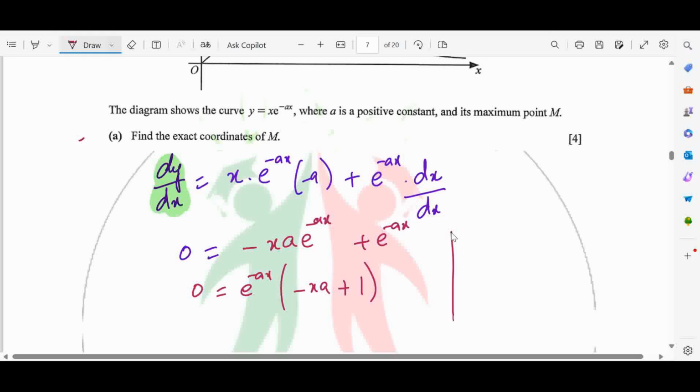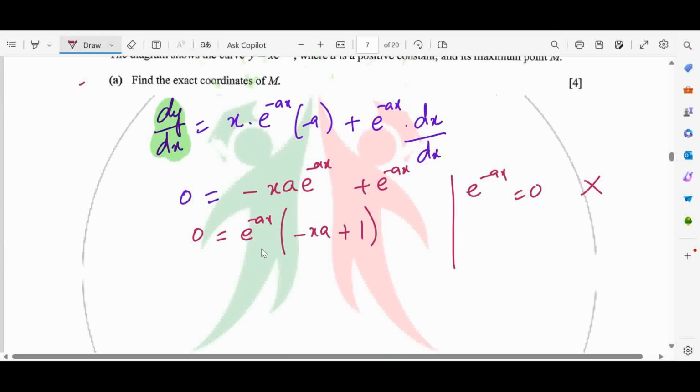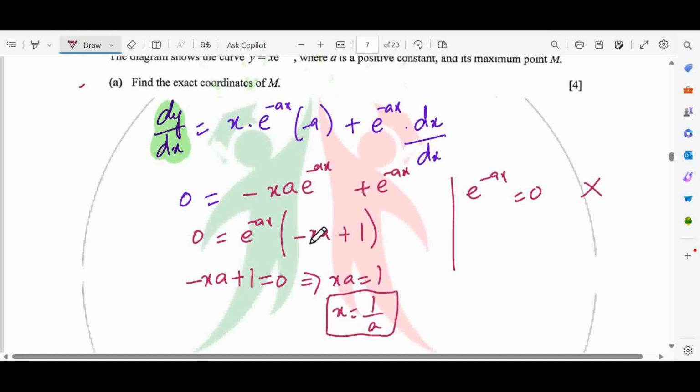Now we know that e power minus ax equal to 0 is not possible. That is why we have to check the other factor. The other one, minus xa plus 1 equals 0, which means that xa equals 1. So x will be equal to 1 by a. This will be the x coordinate. Now let's find the y coordinate.